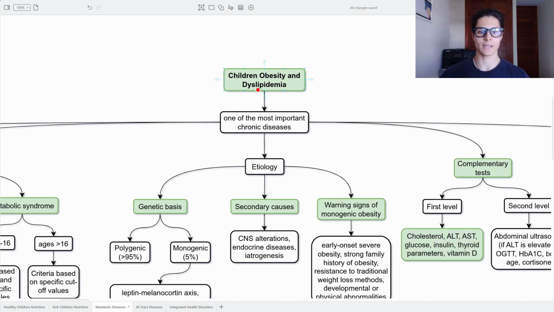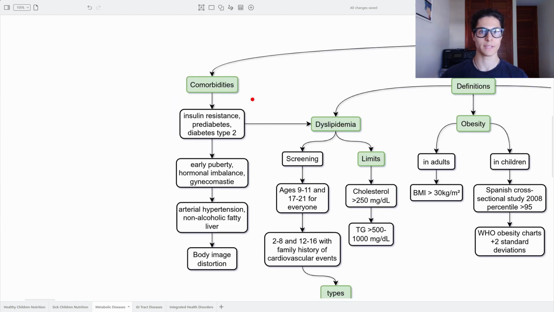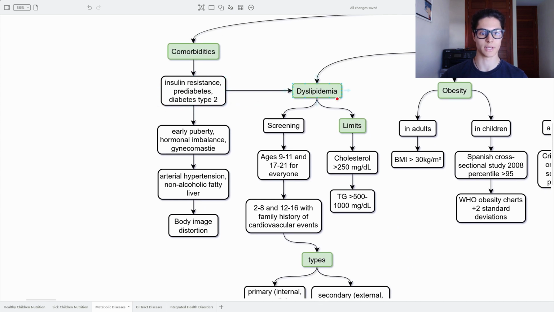Okay, so children obesity and dyslipidemia. This is one of the most important chronic diseases we have nowadays. There are a lot of comorbidities, so diseases related to this one, such as insulin resistance, prediabetes and diabetes type 2, which indeed can contribute to the dyslipidemia. We also have early puberty, hormonal imbalance and even gynecomastia. We can also have arterial hypertension and non-alcoholic fatty liver together with obesity. And there is a body image distortion.